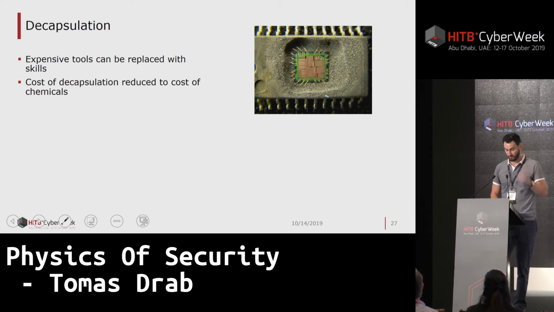Okay, decapsulation. Here we can remove all this expensive equipment and use just the skills and some small chemical tools like pipettes. Basically, you just use the chemicals to drop small drops on the chip and slowly etch it until you reach the chip. So this is quite easy. I'm sure at the beginning you will destroy some chips, but eventually you will learn it. And remember, safety first.